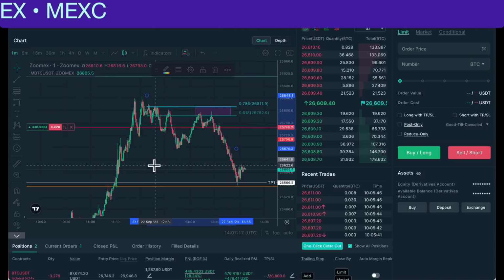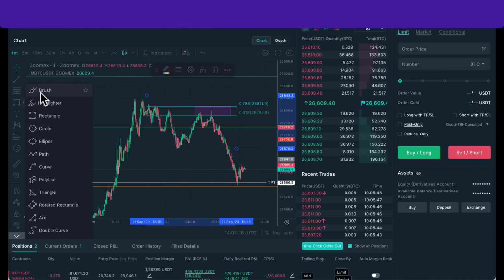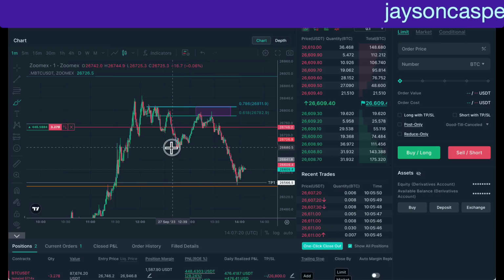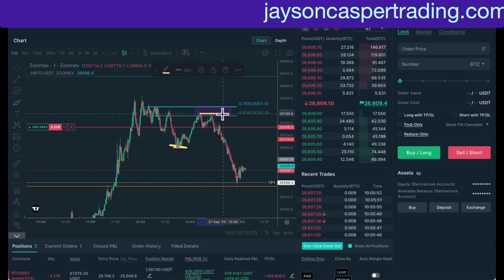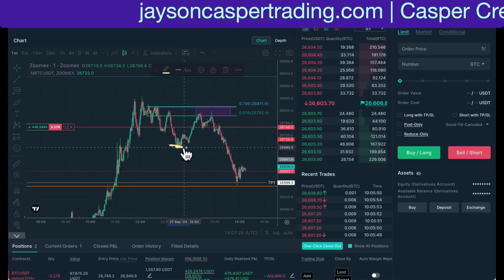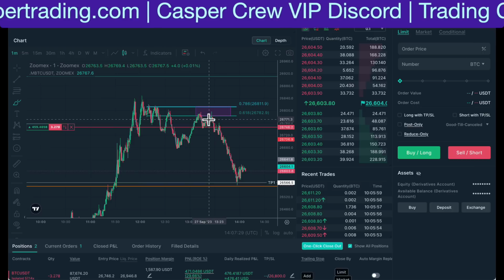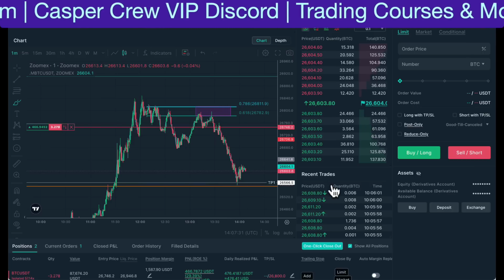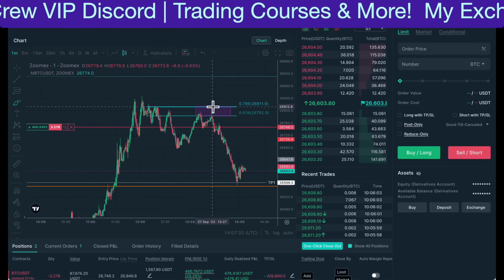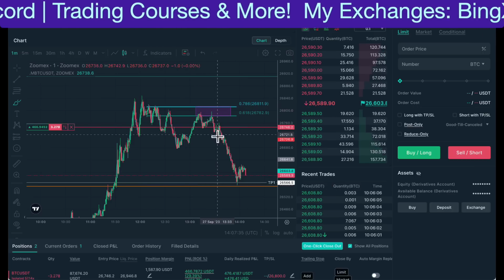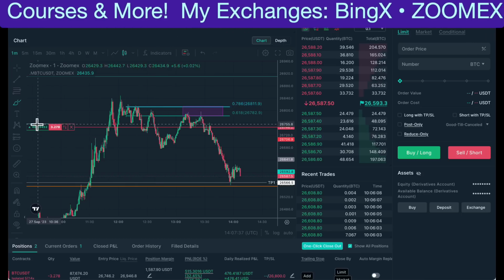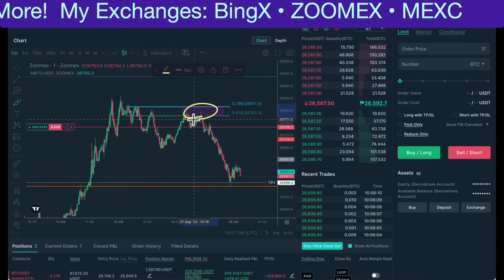Why? Because if in fact we are going to change market structure, and this is the first lower low and we're about to put in a lower high, it's very probable, more often than not, that lower high will come in between these two Fibonacci levels. Okay, so we're going to mark that out, and then we are going to monitor and see what happens when price comes into this area.